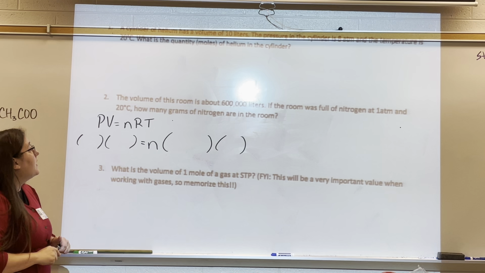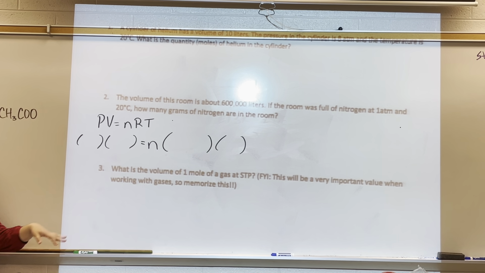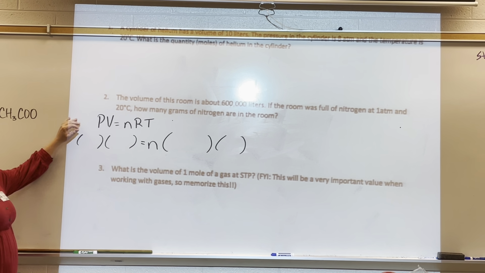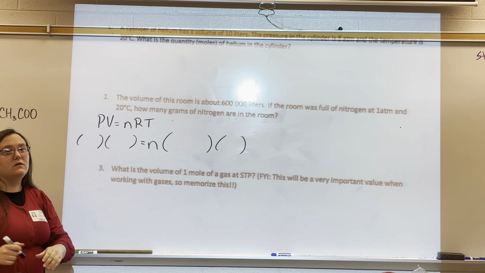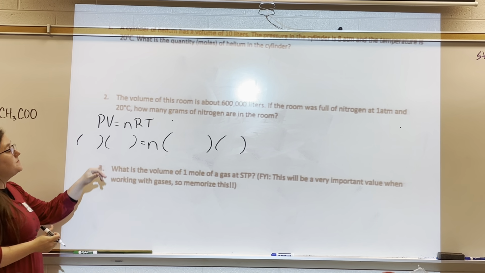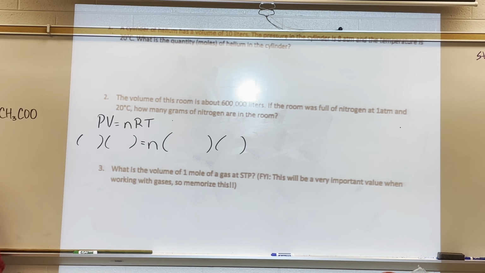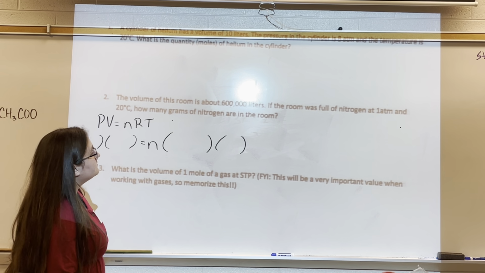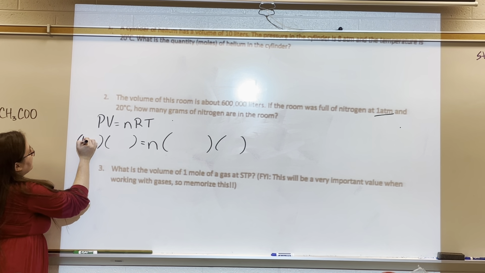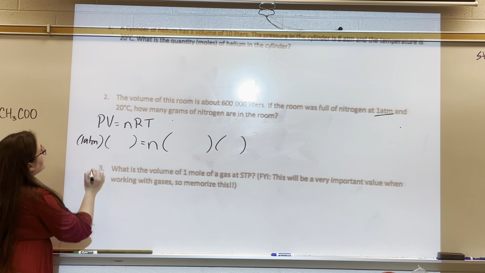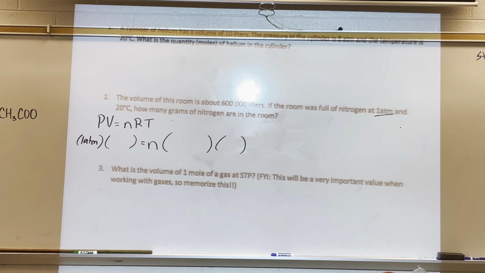Good. Great. Okay. So let's go over number two. All right. What do we need to find first in our picture? Our atmosphere. Yes, which would be our pressure, right? So what is our pressure in this problem? One. Awesome. Okay. What about our volume? 600,000. Oh, yes.